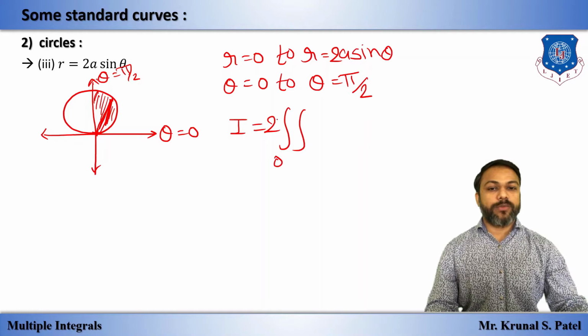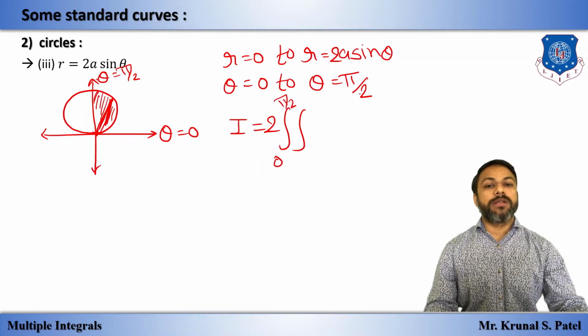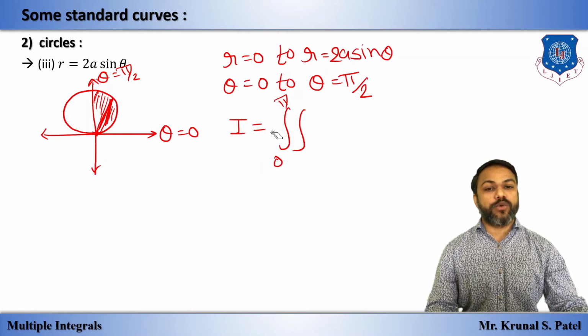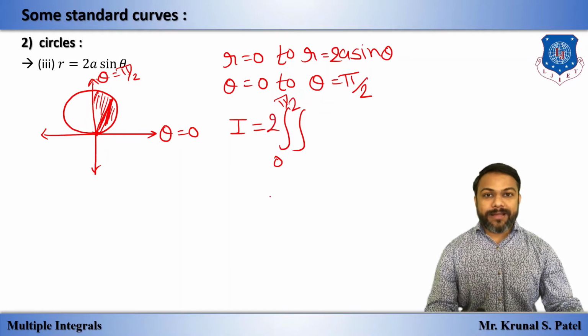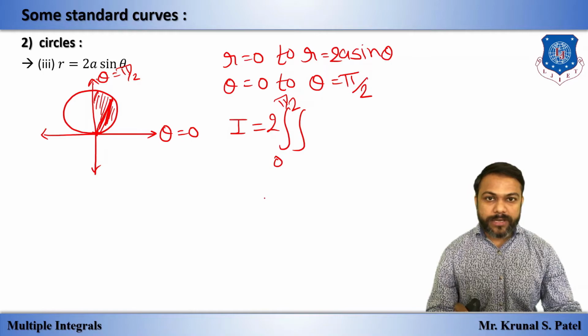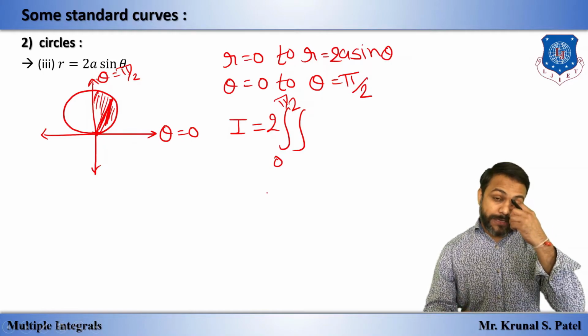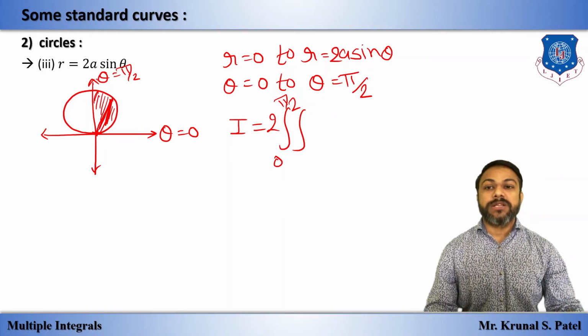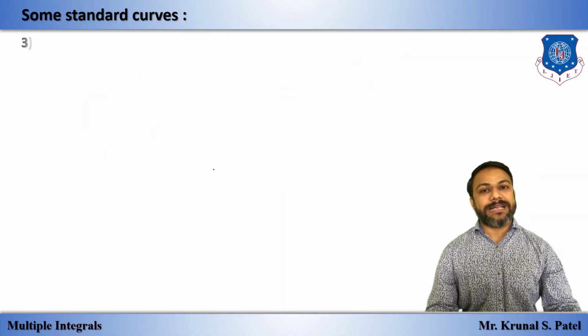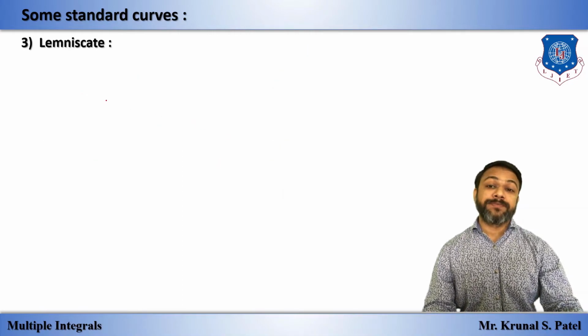Okay, so 0 to pi by 2 and 2 times, or 0 to pi and no 2 times. Understood? I am writing. Why I am taking pi by 2 as a priority, as I told, because we can use reduction formula. So these are the circles. And the last one is the Leibniz cat.